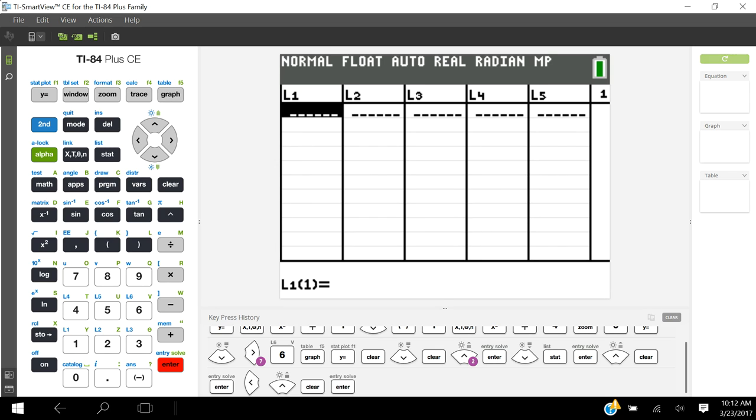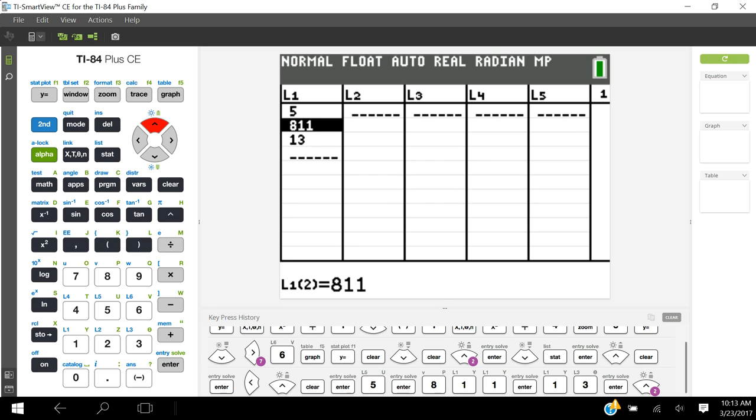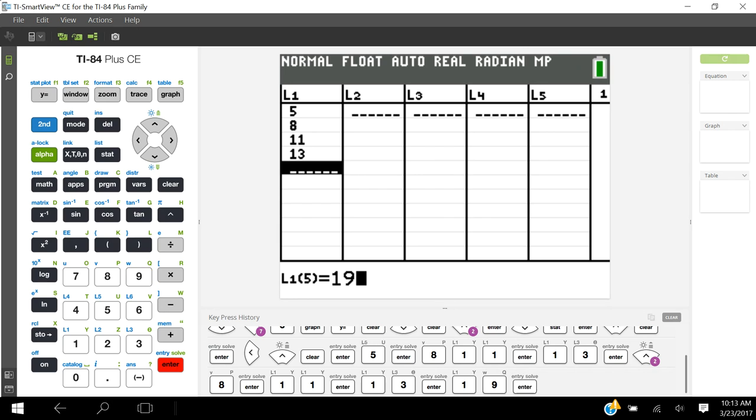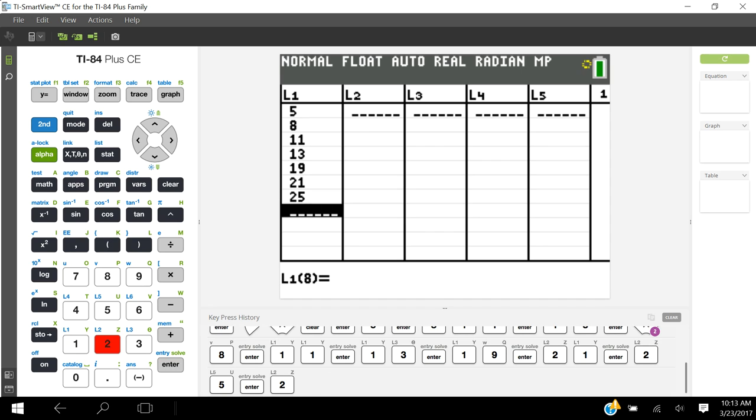Clear, enter. My L1 values are 5, 8, 11, 13. Oh, made a mistake there, didn't I? 8, enter. 11, enter. 13, enter. 19, enter. 21, enter. 25, 27, 30.